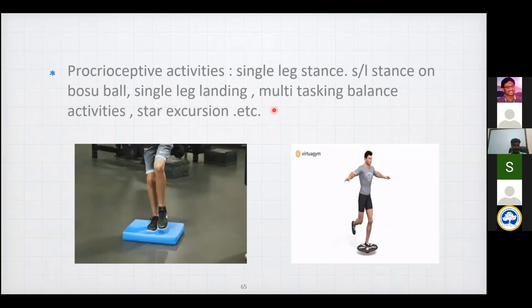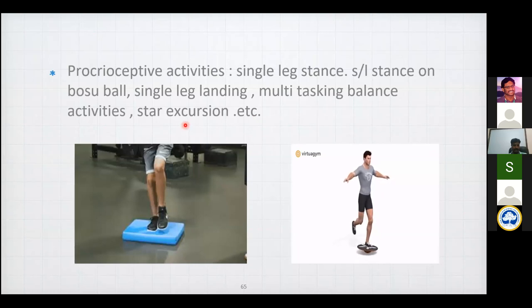Then multitasking balance activities. So multitasking balance activities is like, suppose they are standing on a Bosu ball and the therapist throws them a ball in different directions, left, right, up, down, sides. So they have to hold it. They have to concentrate on holding the ball as well as being stable on the Bosu ball.